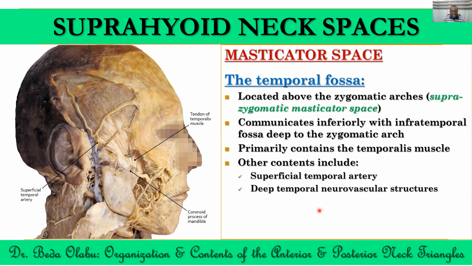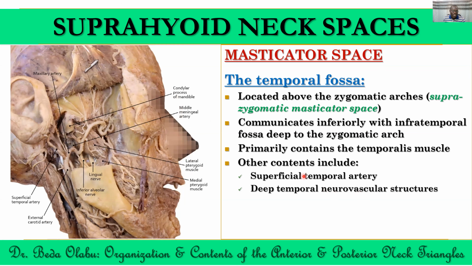We also have the deep temporal neurovascular structures. So the deep temporal neurovascular structures refer to the deep temporal nerves and the deep temporal arteries. The nerves are from the mandibular division of the trigeminal, and the arteries are from the maxillary artery. They're called deep because they enter the muscle from the medial, the deep aspect. So these are the deep temporal neurovascular structures. Usually we have an anterior and a posterior one.